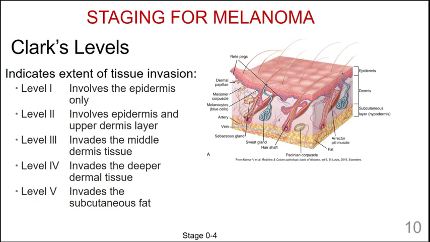Now we're going to look at staging for melanoma. Prognosis of malignant melanoma is dependent on the staging of melanoma, and staging also will then determine the treatment method. And the cancer stage in the case of malignant melanoma will describe the tumor size and also tell whether or not it has spread beyond the place where it initially began to grow. So we're going to look at 2 different scales. One is Clark's levels, and then in a moment we'll look at the Breslow scale.